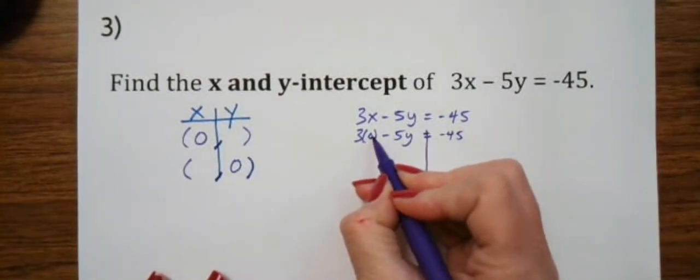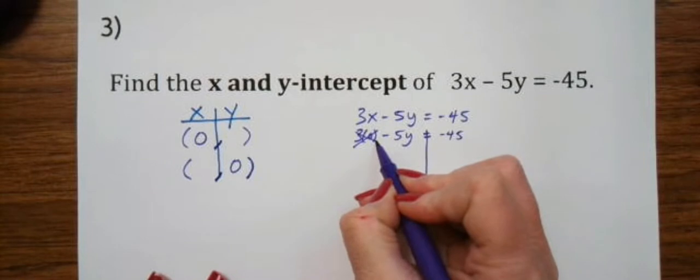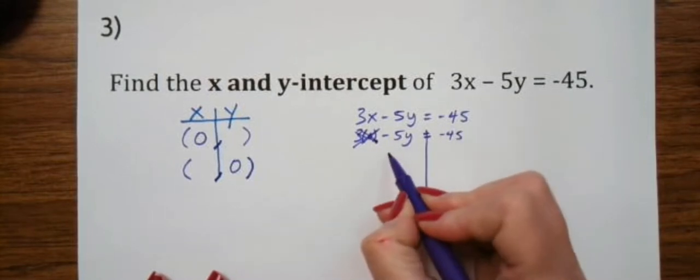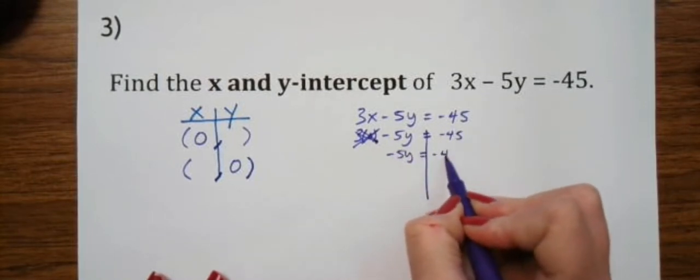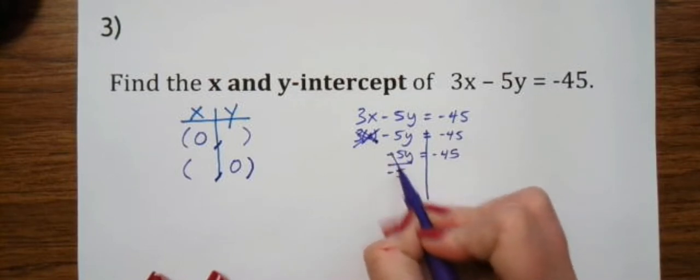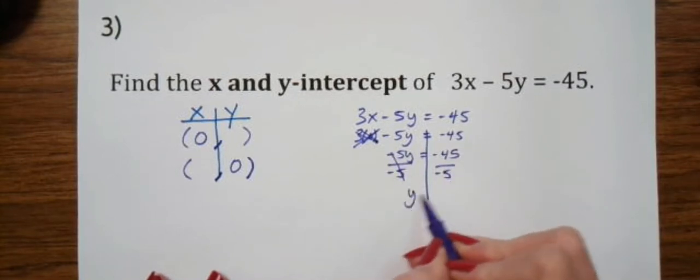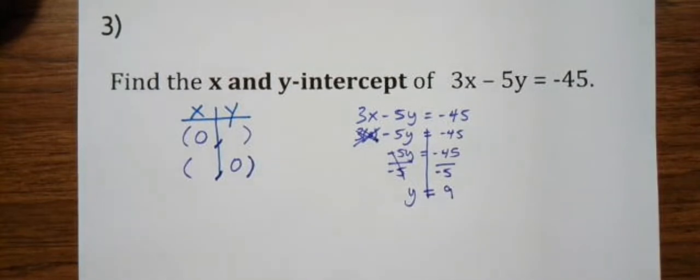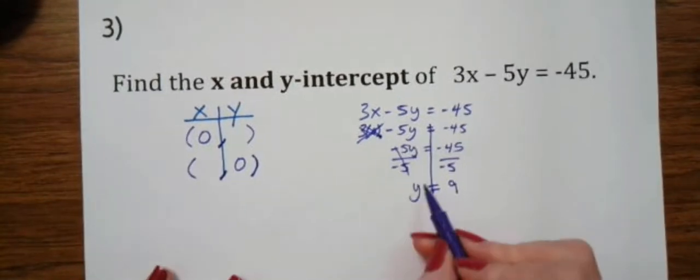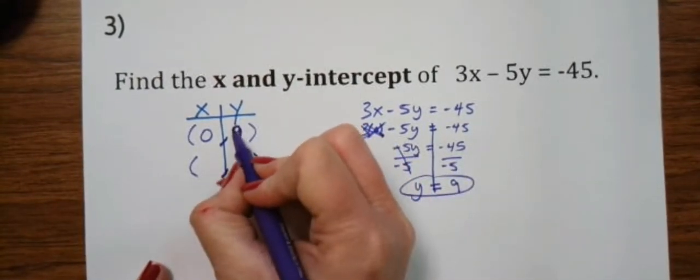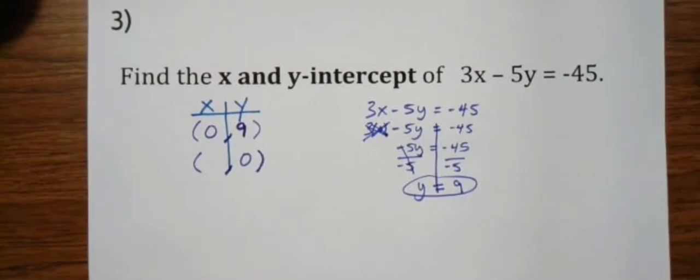Okay, I know 3 times 0 is just 0. It cancels out, so I'm just going to cross it off. And I have negative 5y equals negative 45. I'm just going to divide, solving the equation for y, and I get 9. 45 divided by 5 is 9. So y is 9. So that would be the y-intercept.